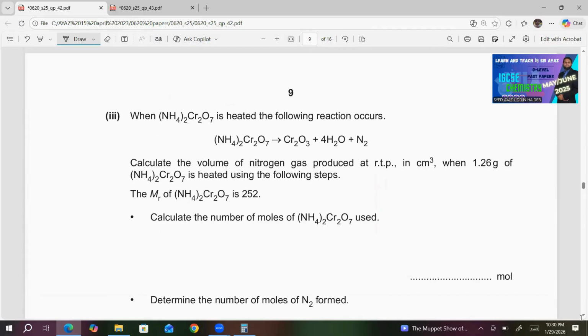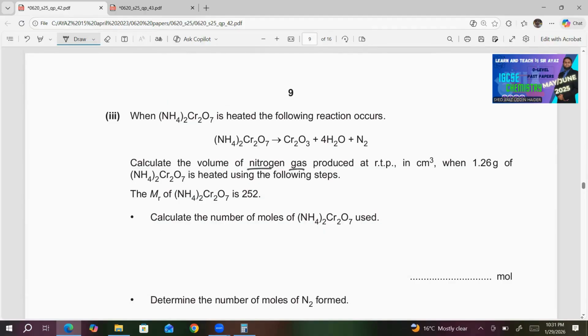Number 3. When (NH4)2Cr2O7 is heated, the following reaction occurs. So what we are getting? We are getting Cr2O3 plus 4 moles of H2O plus 1 mole of N2. Calculate the volume of nitrogen gas produced at RTP in cm³ when 1.26 gram of (NH4)2Cr2O7 is heated using the following steps. The Mr of (NH4)2Cr2O7 is 252. Calculate the number of moles of (NH4)2Cr2O7 used.